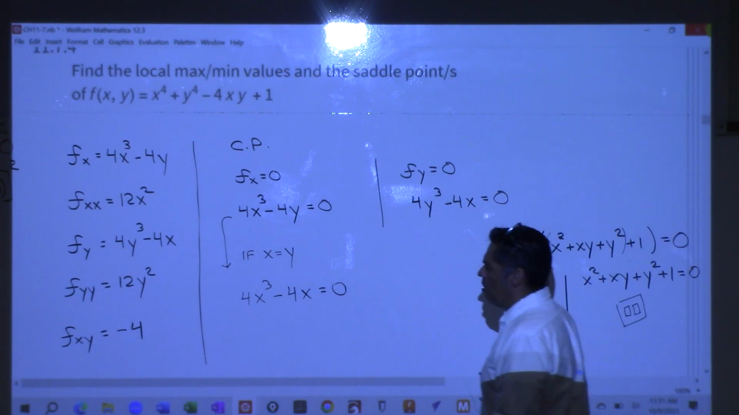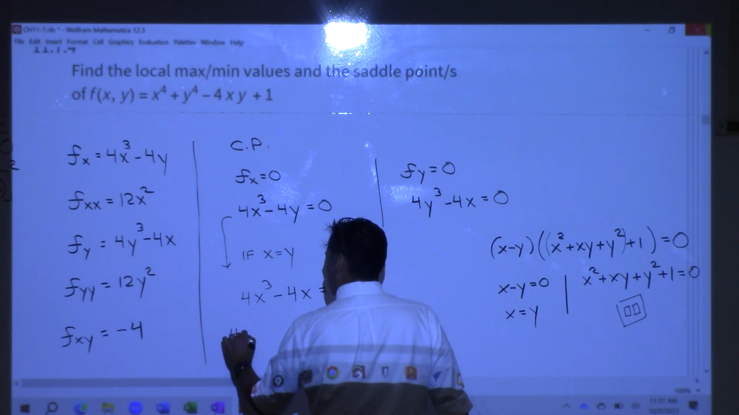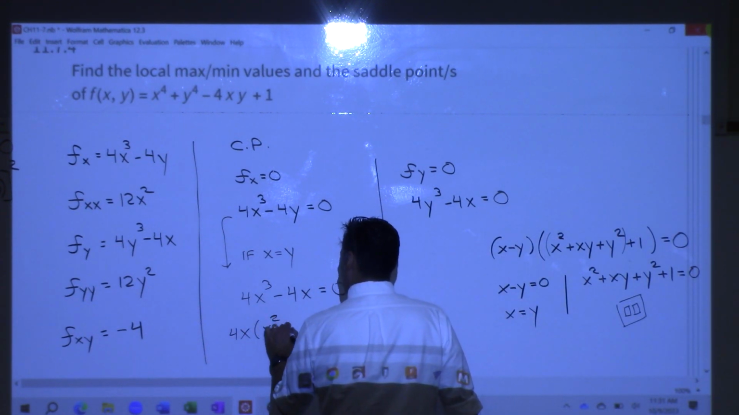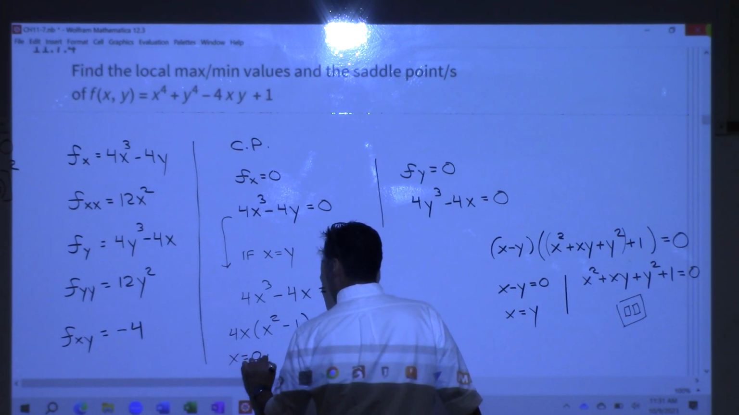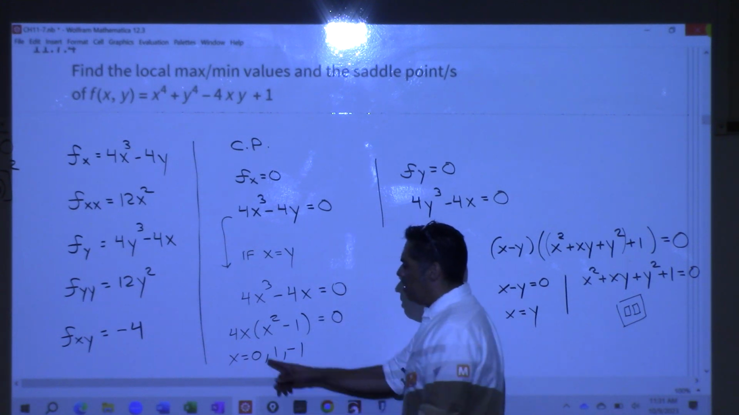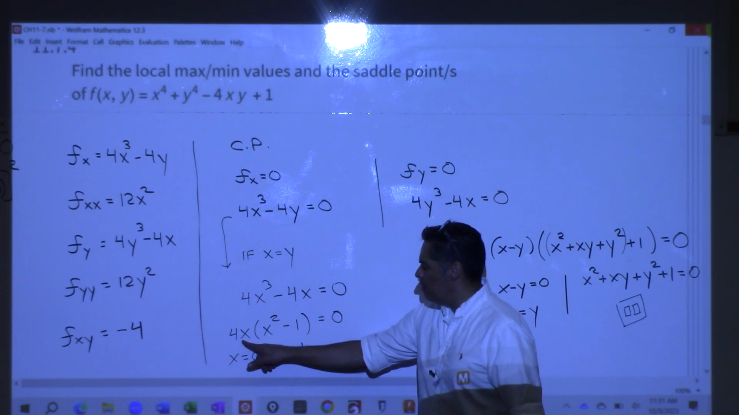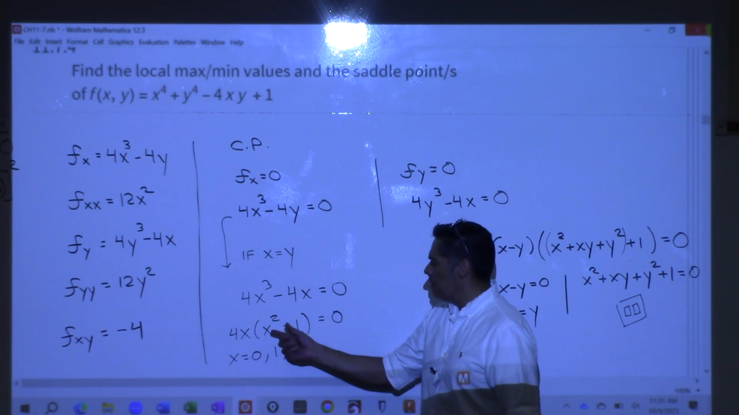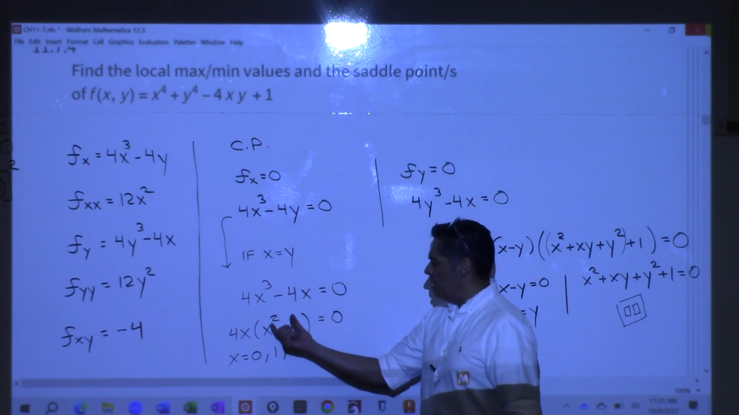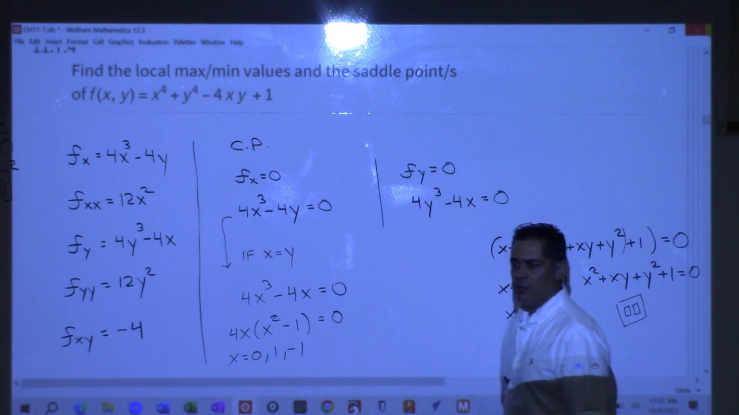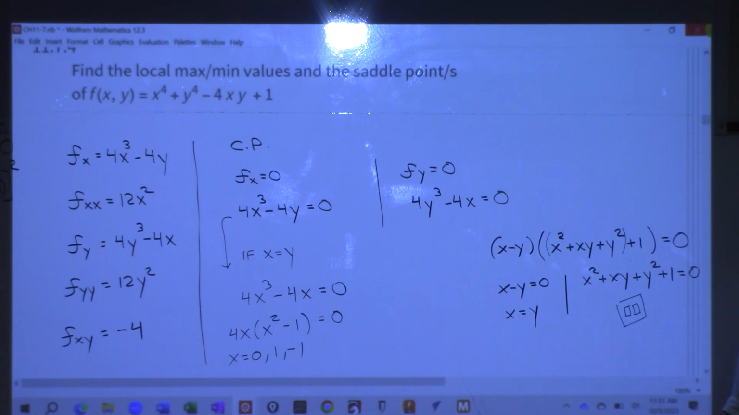And now when I solve this, I can pull out a 4x, be left with x squared minus 1 equals 0, and you get x is 0, 1, and negative 1. So 4 times what would give me 0? I'm setting that factor to 0. Difference of squares, x plus 1, x minus 1. Set each of those equal to 0, we get 2 solutions, right?